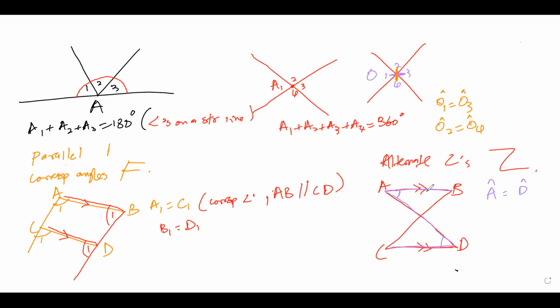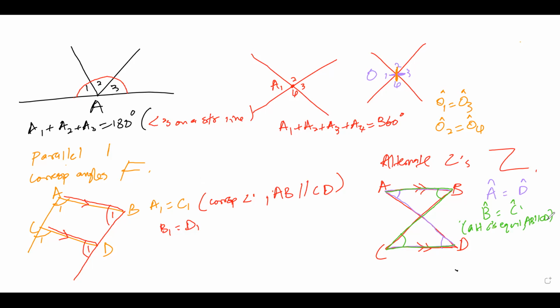But there's also a Z looking this way. And the angle inside this Z, angle B, will be equal to angle C. Then don't forget to give a reason. Your reason will be alternate angles are equal, because line AB is parallel to CD. So that's the Z shape.